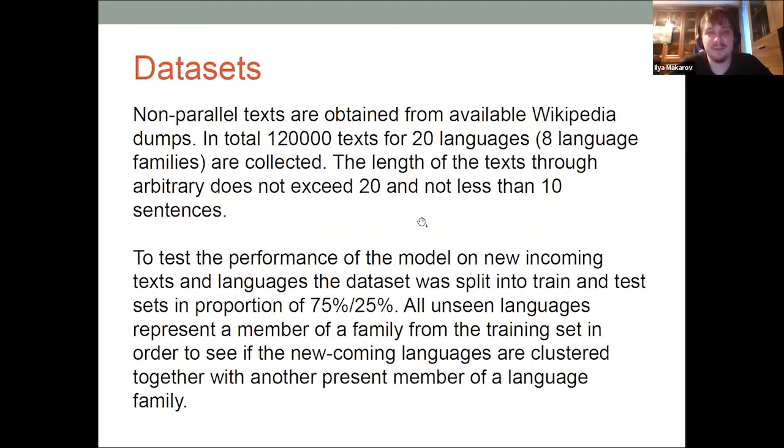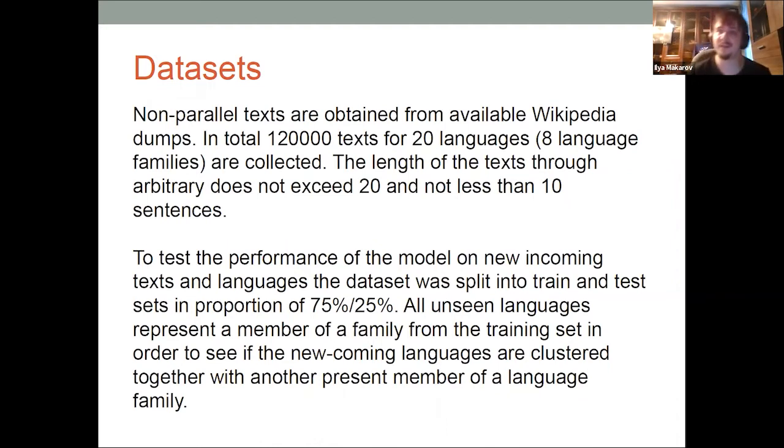Basically, our dataset contains non-parallel texts from Wikipedia dumps. In total, we have over 100,000 texts for 20 languages in 8 language families, which were presented in the diagram before. The length of each text doesn't exceed 20 and is not less than 10 sentences. So basically, we consider just very small texts.